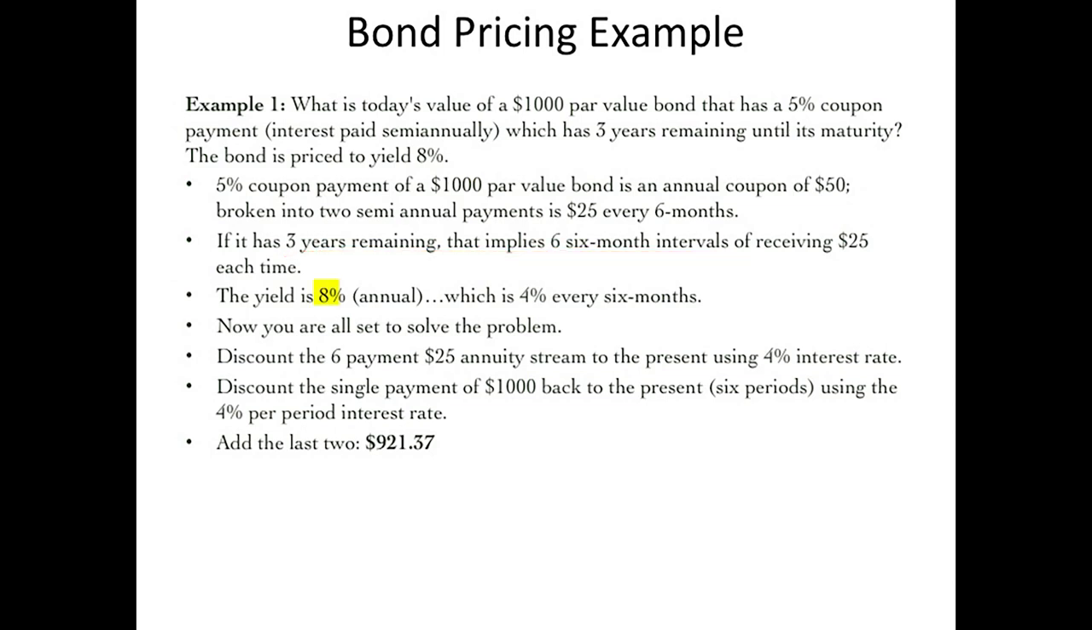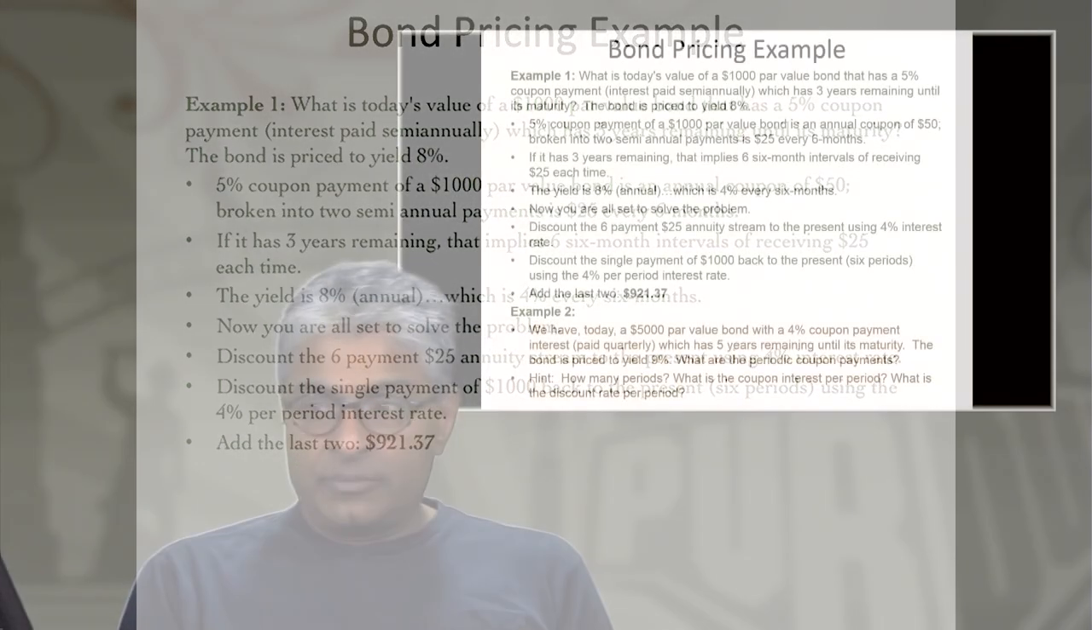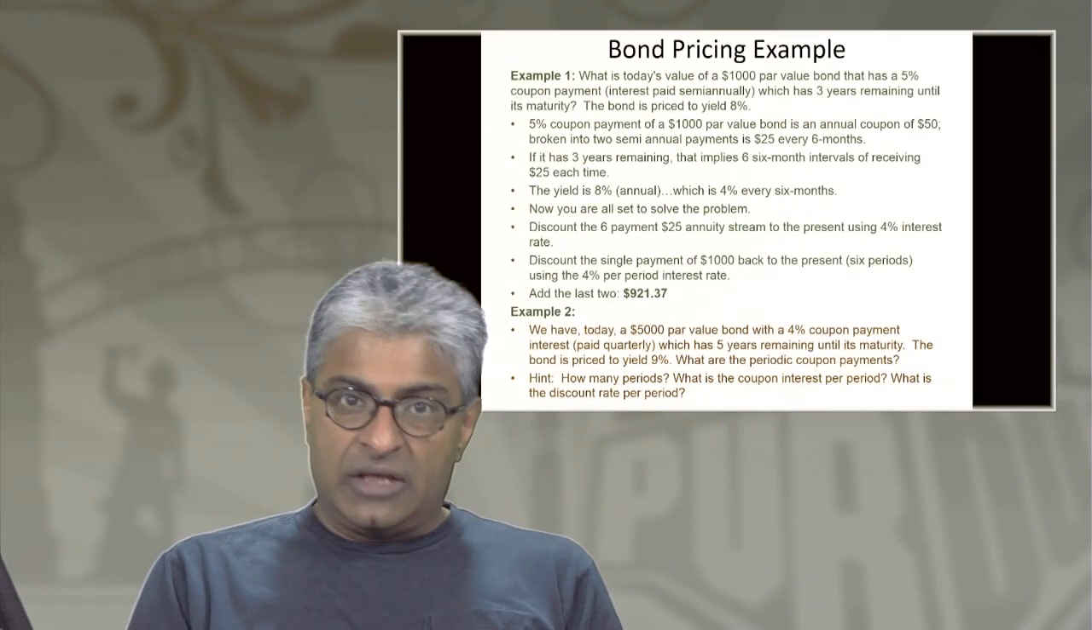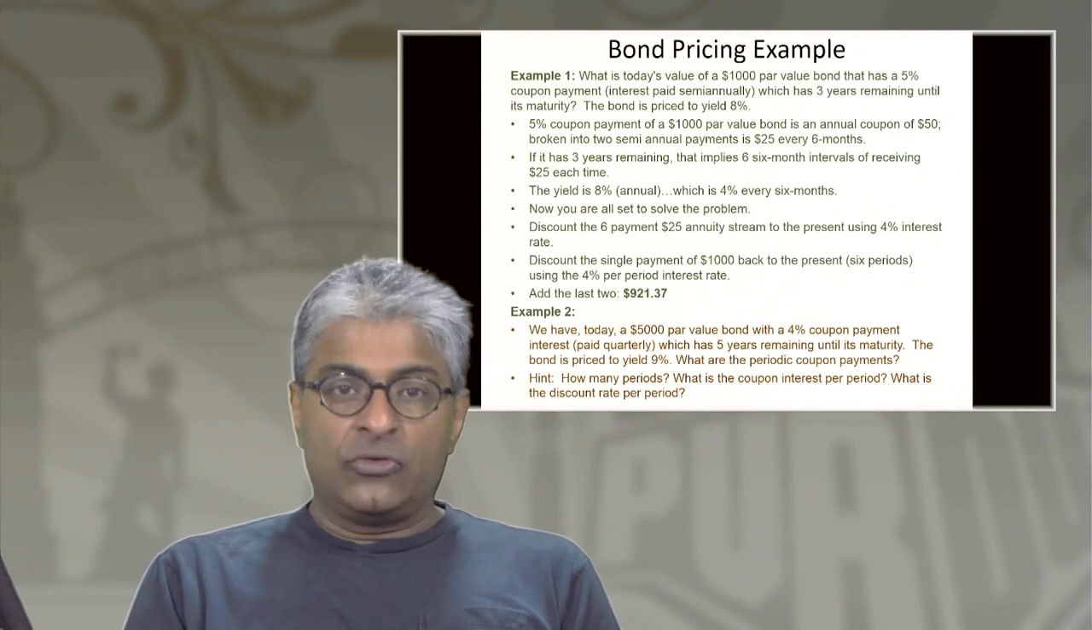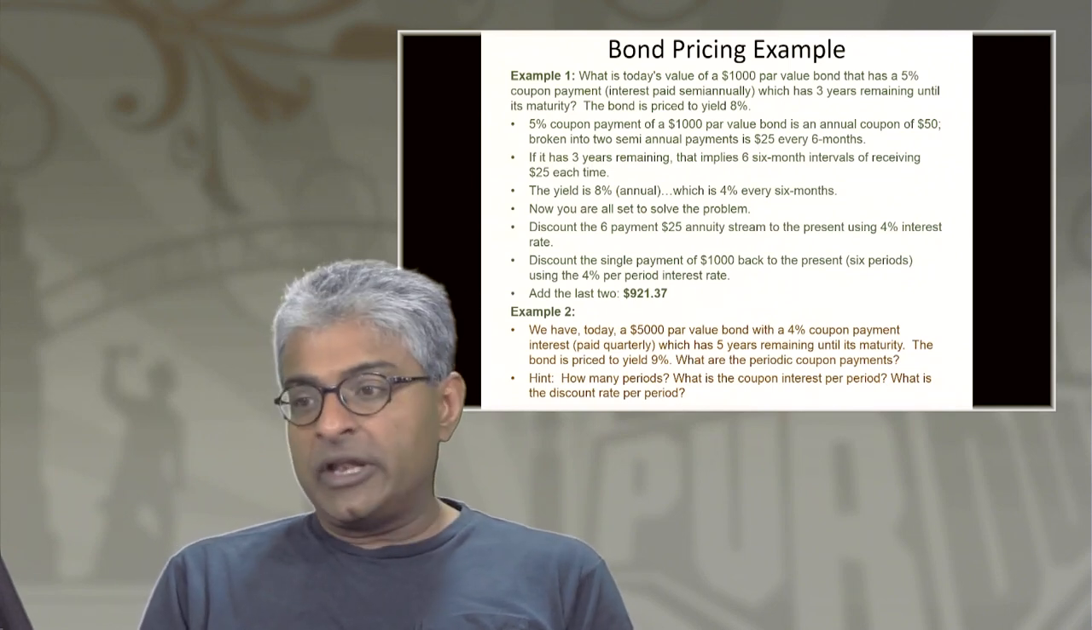The bond is priced to yield 8%. If nothing else is stated, as I've said before, you assume it to be the annual percentage rate unless otherwise stated. So if it's an 8% annual rate, the 6-month rate will be 4%, half of that, right? So you've got those components now. And then if you put them into the annuity formula, as we have seen in a different video, your answer should be $921.37. So please check your work and see that you get the answer here. If not, just go back through the fundamentals and you will be able to solve it without any problems.